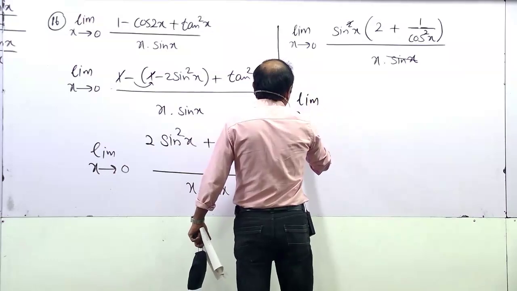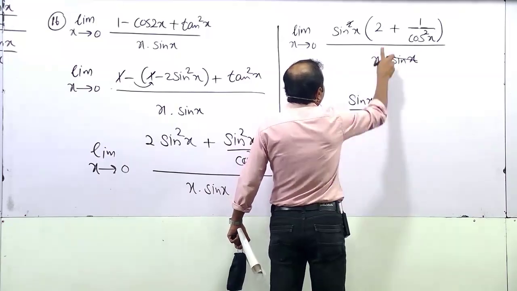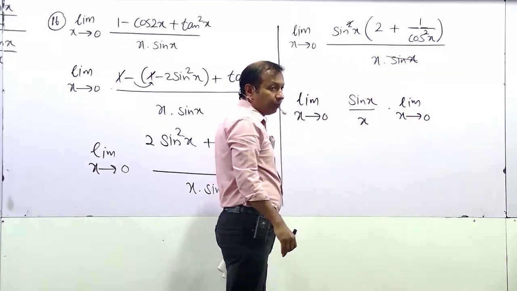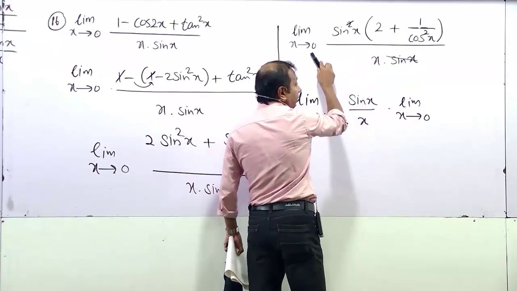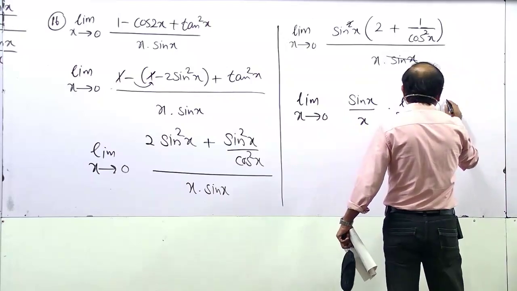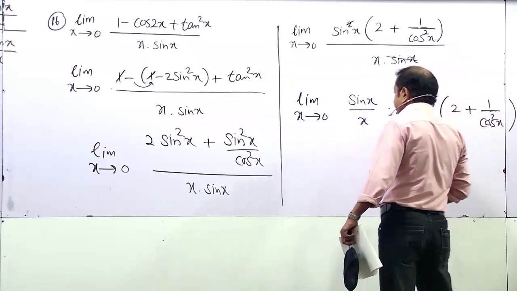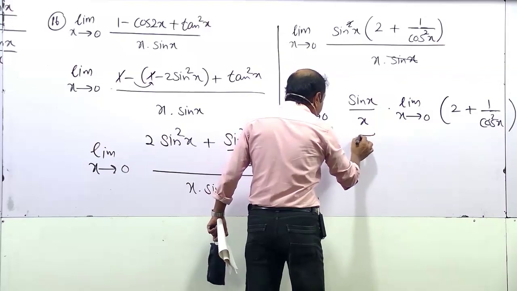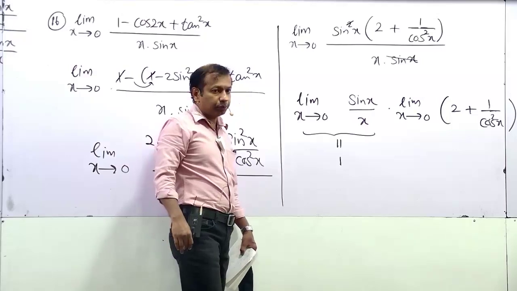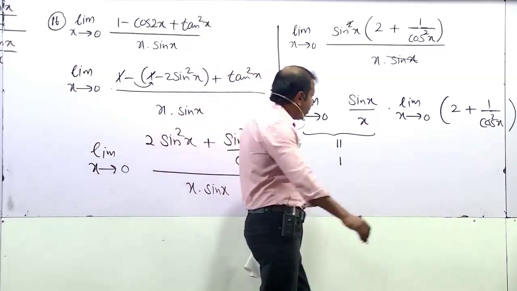Right, limit x going to 0, sin x upon x. Right. Because the other one is here. For that, I apply the limit separately like this. We have a product here, its limit is equal to the product of the limits, right? Then apply that here, this way. Okay. Now people, you know what this is? This is 1. Sin x over x as x goes to 0 is 1.